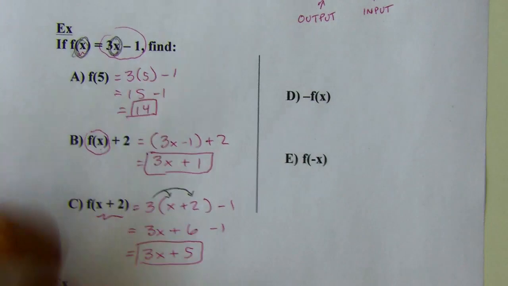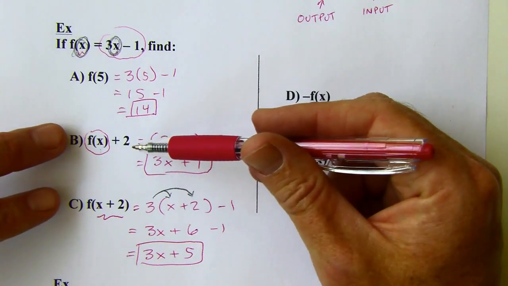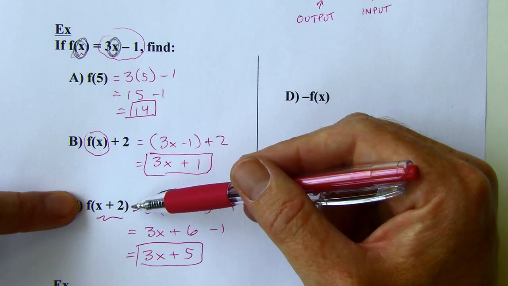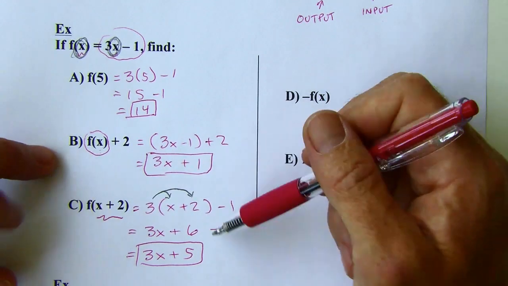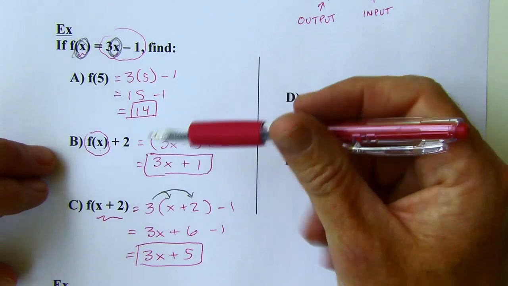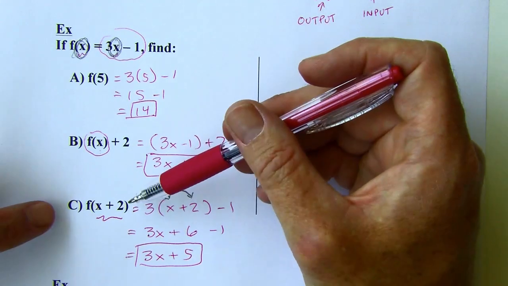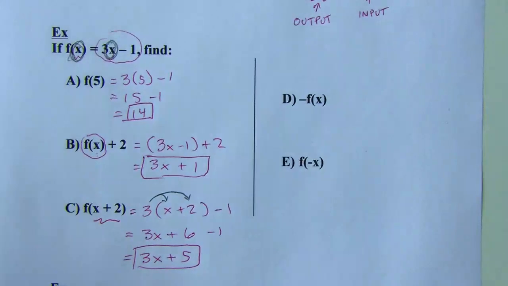Notice, those look really similar, right? I've got f of x plus 2, and I've got f of x plus 2. But you get different results, because here you're just adding 2 to the whole equation, and here you're inputting x plus 2.